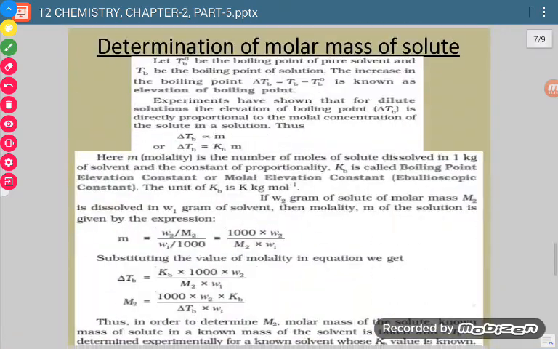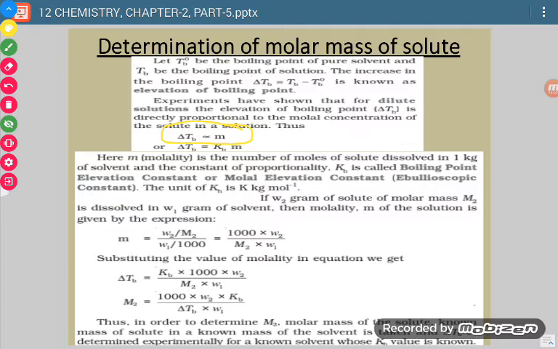Now the mathematical form of this elevation of boiling point property: let Tb naught be the boiling point of pure solvent and Tb be the boiling point of the solution. Then the elevation in boiling point, delta Tb, is equal to Tb minus Tb naught. It is always the higher value minus the lower value. So Tb is the boiling point of the solution, which is higher, and Tb naught is the boiling point of the solvent, which is lower. Whatever the difference, that is called the elevation in boiling point, denoted by delta Tb. Now experimentally it is observed that delta Tb is proportional to the molal concentration of the solution, or molality.